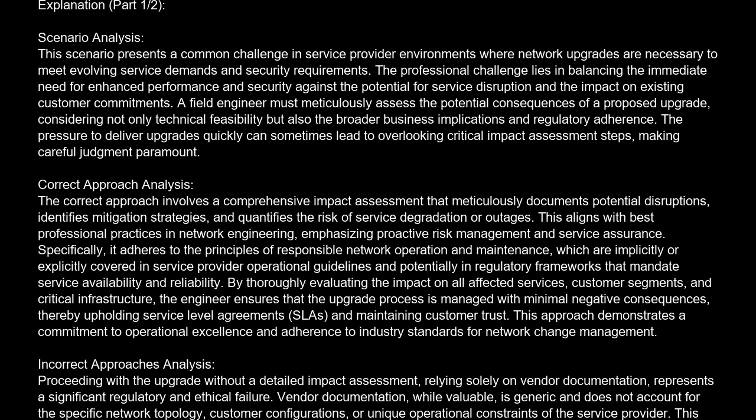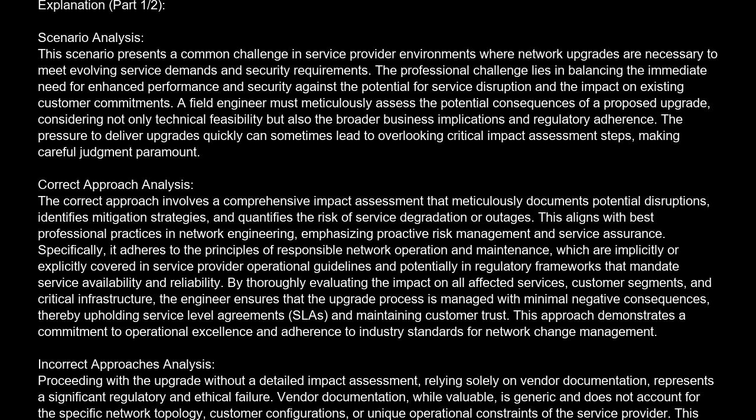The professional challenge lies in balancing the immediate need for enhanced performance and security against the potential for service disruption and the impact on existing customer commitments. A field engineer must meticulously assess the potential consequences of a proposed upgrade, considering not only technical feasibility, but also the broader business implications and regulatory adherence. The pressure to deliver upgrades quickly can sometimes lead to overlooking critical impact assessment steps, making careful judgment paramount.